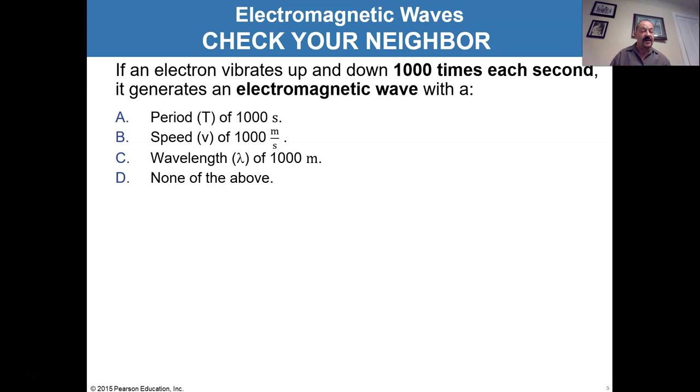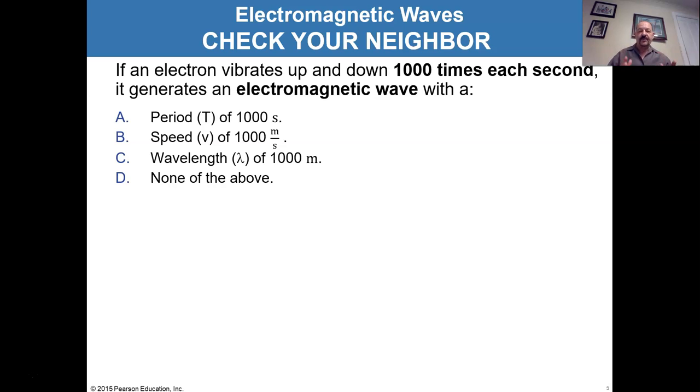A, it has a period of 1,000 seconds. B, it has a speed of 1,000 meters per second. C, it has a wavelength, that's what the lambda is, the Greek letter for L, of 1,000 meters, or D, none of the above. Well, let's think about this.